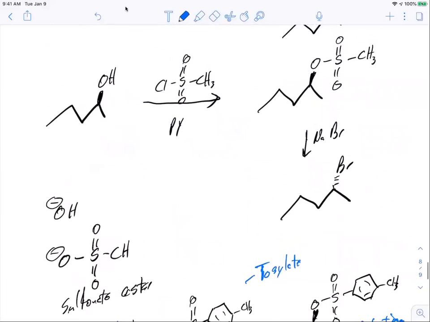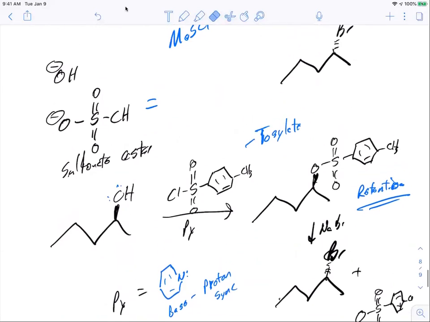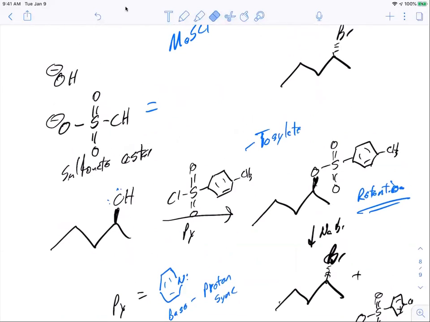Now, both of these can be abbreviated. So the mesylate can be known as just the MES. Tosylate is just known as TS, the TS chloride. This one is the one you're going to see quite a bit, tosylate. It's easy to work with. You'll see it as an activating agent.